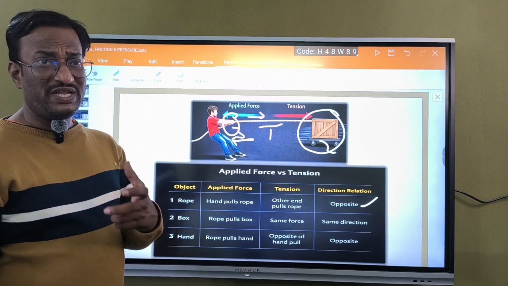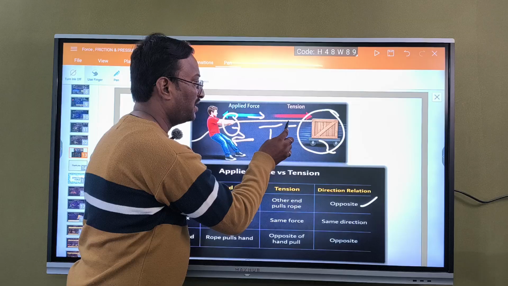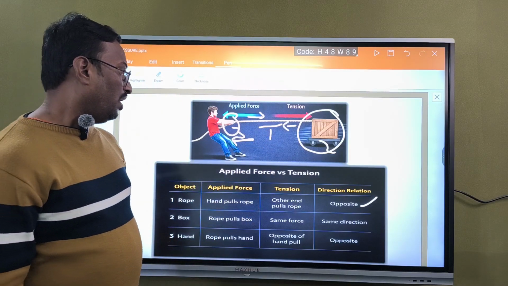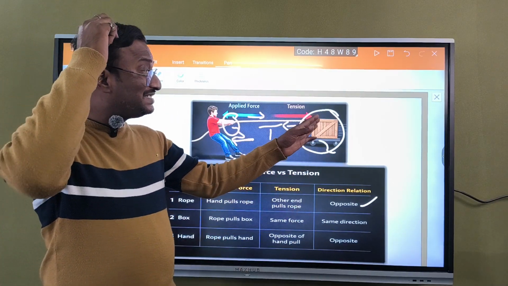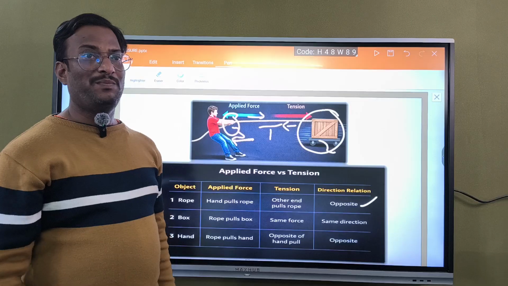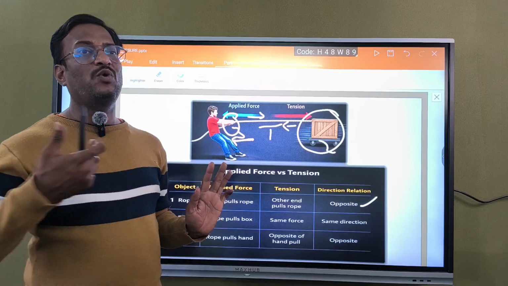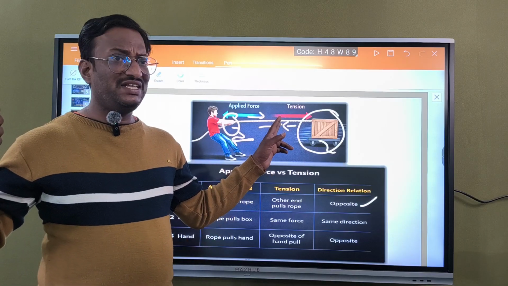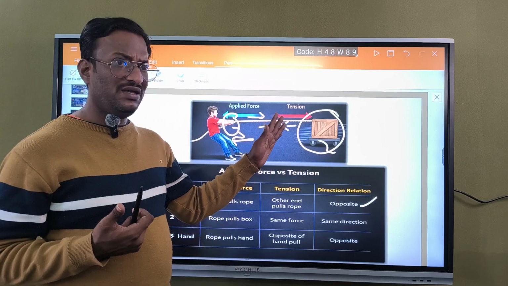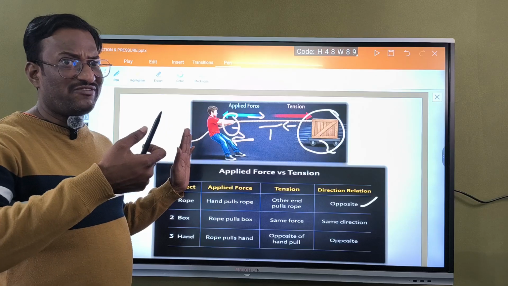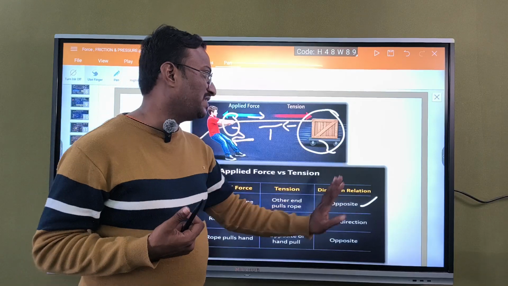Second case, the box. On the box, what is there? The rope pulls the box. Who is pulling the box here? The rope is pulling the box, in this particular direction, right? So the tension will be the same force and in the same direction, because the box itself cannot pull the rope. The box is at rest. The box is just kept quiet, and the rope does the activity. So the forces will be in one particular direction, the direction in which the rope is pulling the box. So the same force and the same direction.